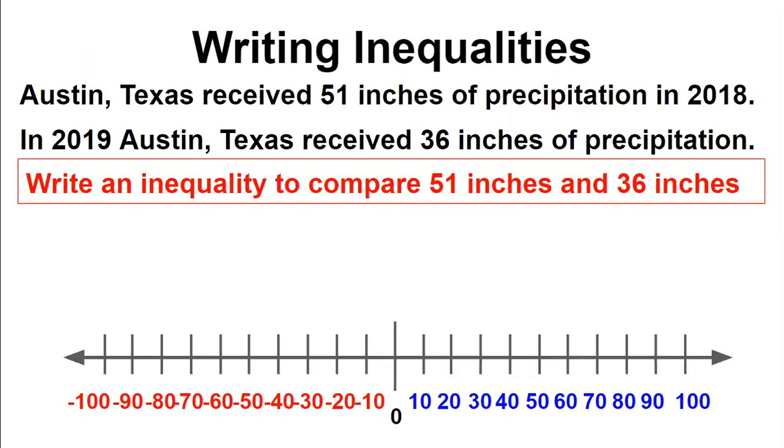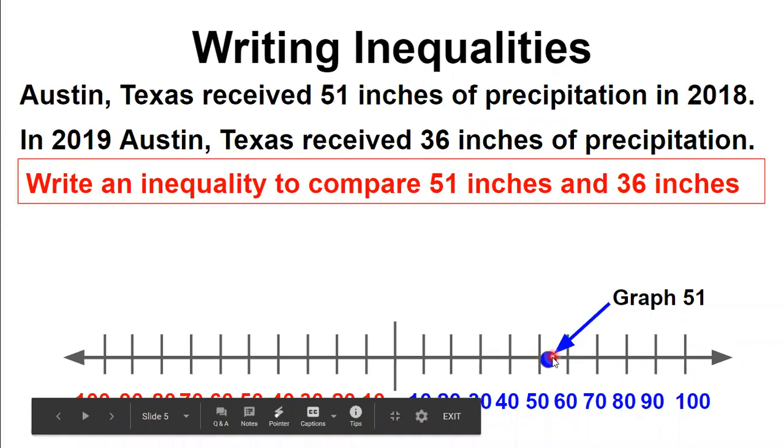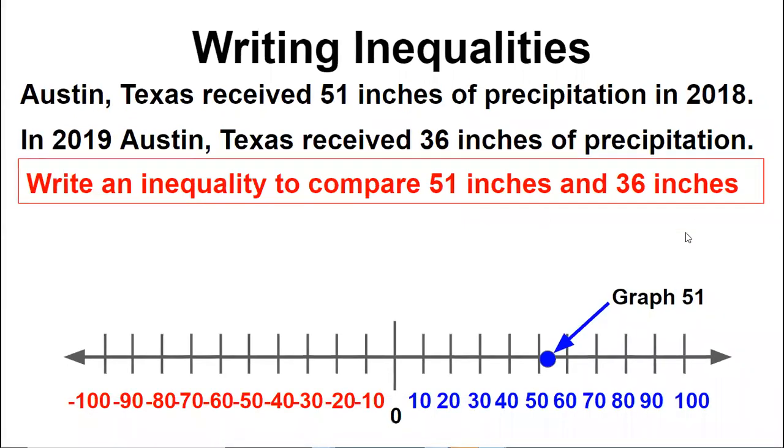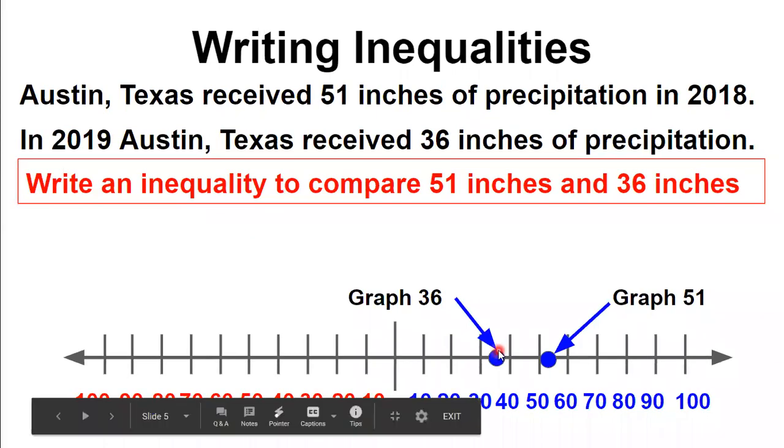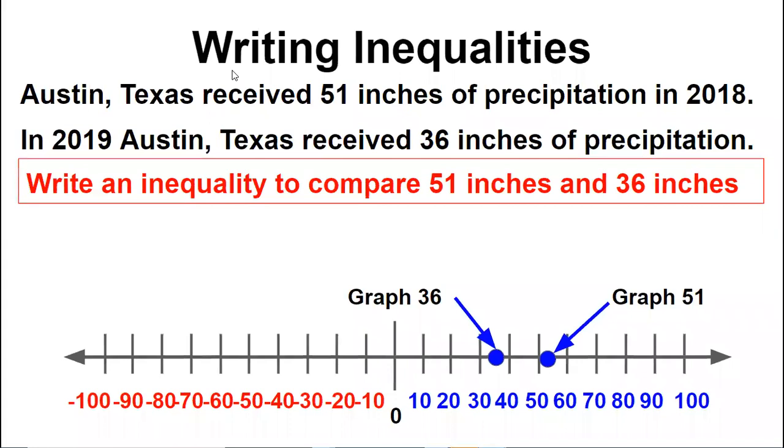Well, let's use our number line. So we have to graph 51, which is going to be a little bit past the 50. Notice how I'm not right on the 50. It's going to be right next to it, but not on it, right? And then I'm going to graph 36. And notice how 36 is kind of a little past the center between 30 and 40. Now that I've graphed them, I can tell which number is bigger and which number is smaller. So which number is bigger? Exactly, 51, because it's farther to the right of 0. It's farther from 0. It's a bigger number.